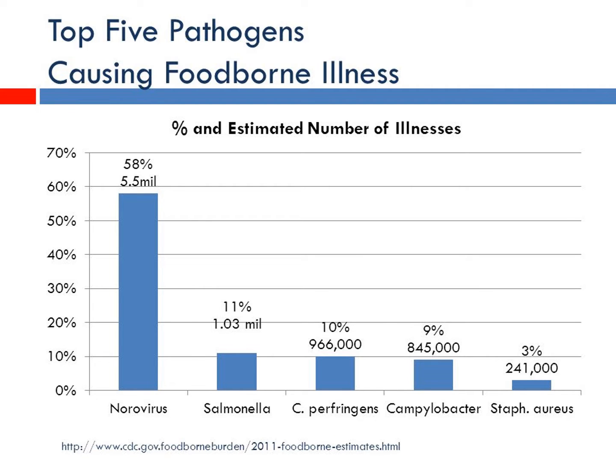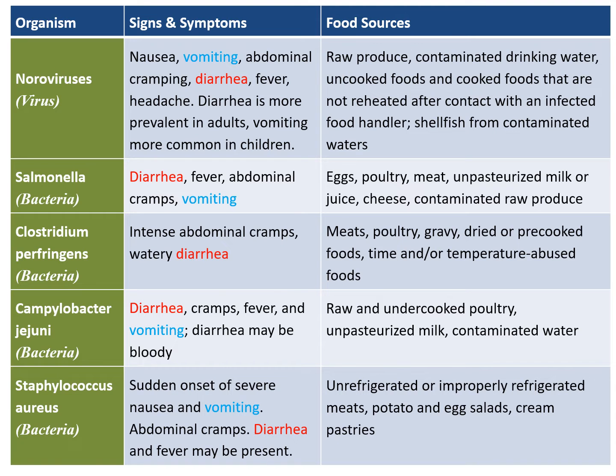Here are the top 5 pathogens causing foodborne illness in the United States, and as you can see, norovirus is the predominant organism. Since diarrhea, vomiting, or both are common symptoms for all 5 of these pathogens, diagnosis is often difficult. Identifying the food source implicated in the illness can also be challenging, as many different types of foods are often associated with each pathogen.